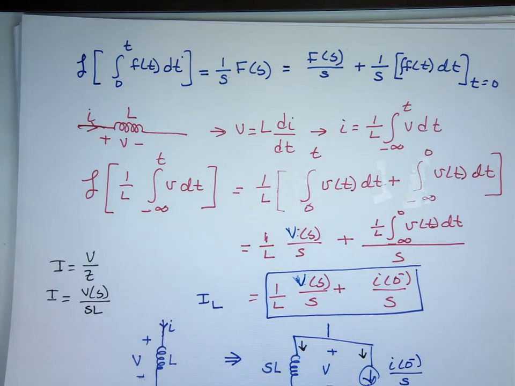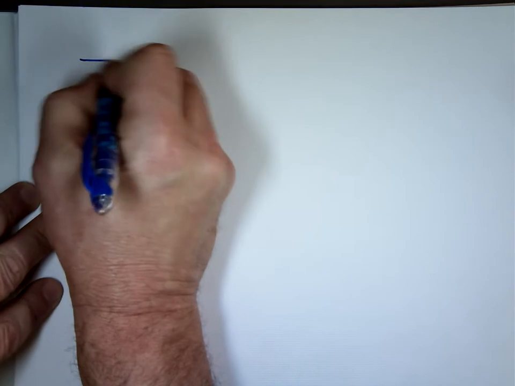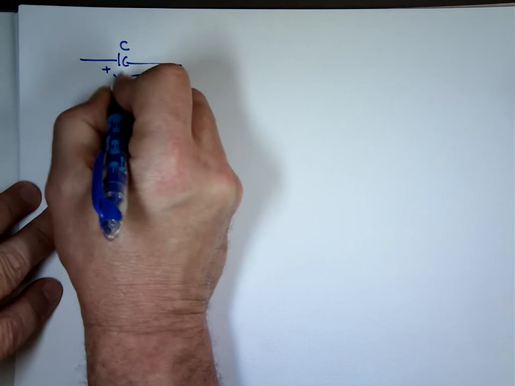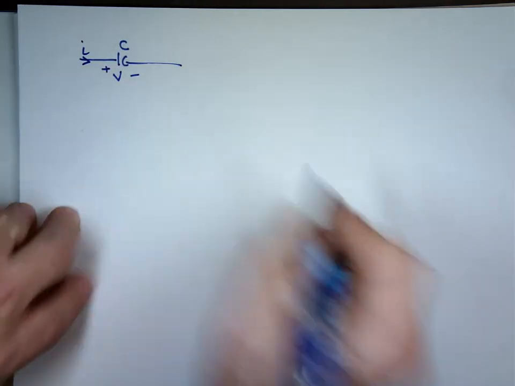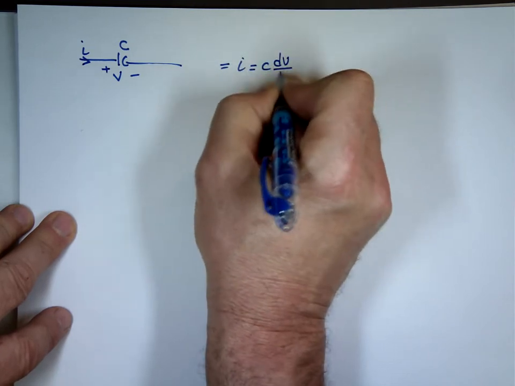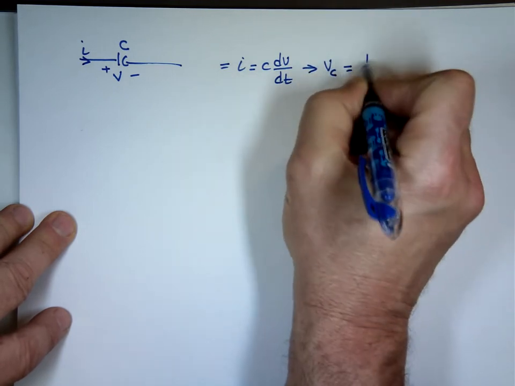And let's look at, so this is I sub L. Let's look at the capacitor now instead of the inductor. I just did the inductor backward. This is plus to minus the voltage, and this is I. We know I equals C dV dt, which means the voltage across the capacitor is 1 over C, the integral of I dt.